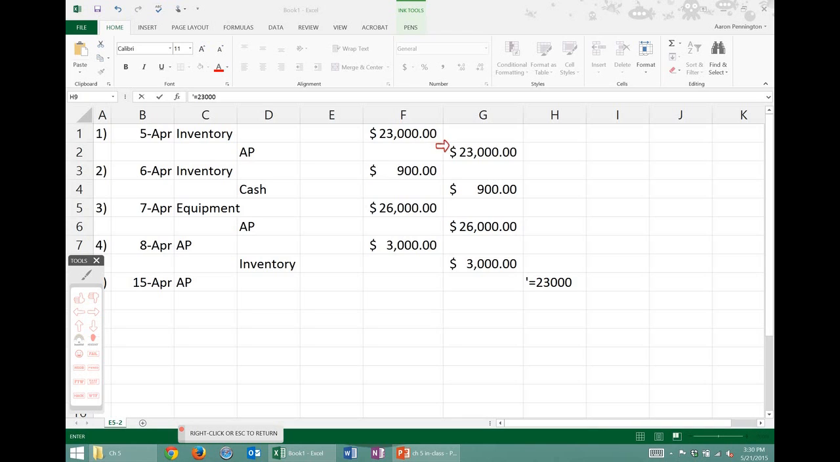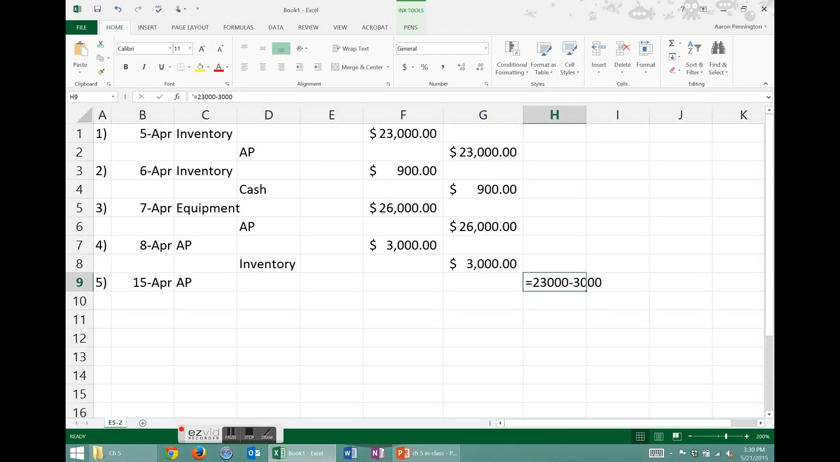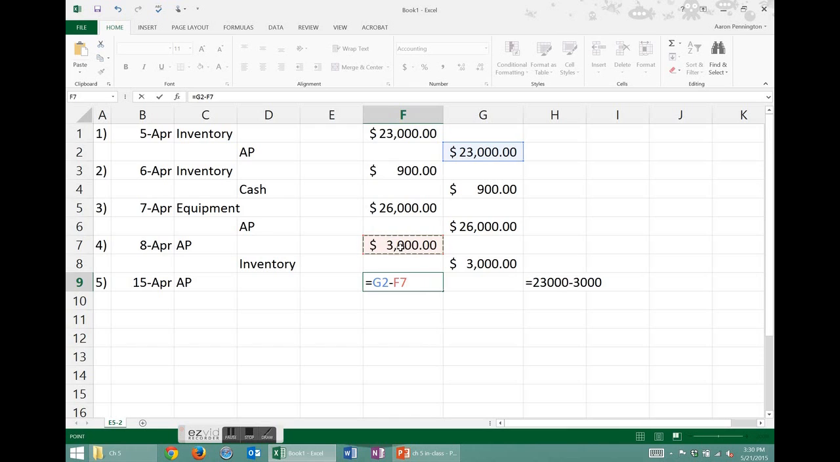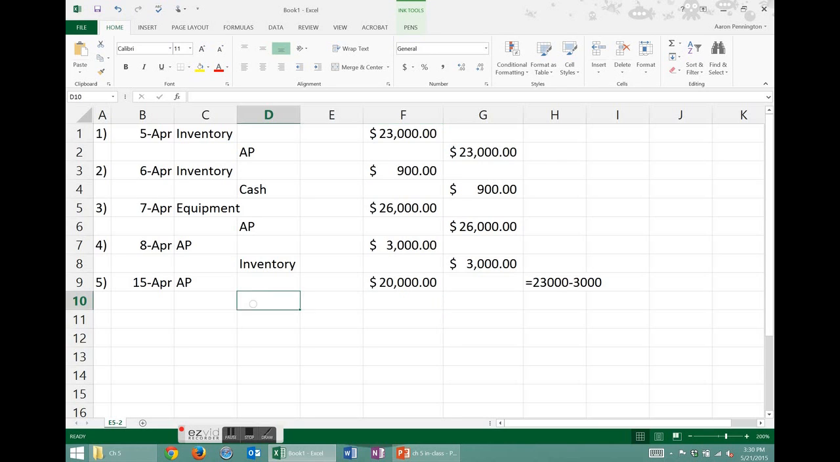Less the $3,000 worth of goods returned. So it's not the 23,000 that would be paid, but the 23,000 less the $3,000 of return. So payables comes off the books at $20,000. The Harwood Company is entitled to a 2% discount.